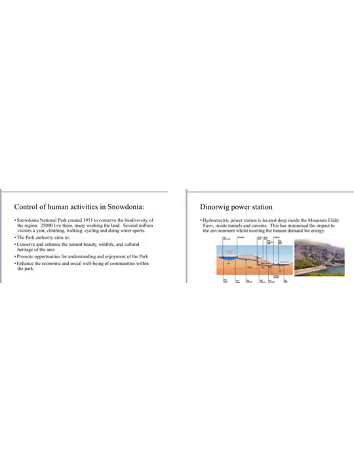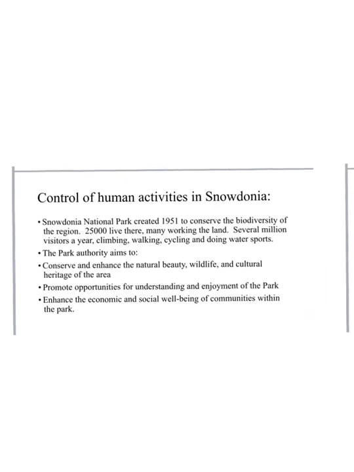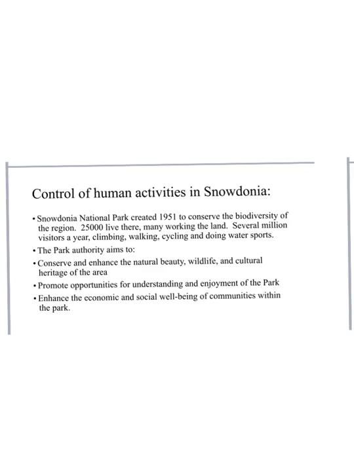So the important bit: how this sensitive ecosystem is being managed. Snowdonia National Park was created in 1951 to conserve the biodiversity of the region. 25,000 people live here and work the land. There are several million visitors a year, climbing, walking, cycling and doing water sports. The Park Authority aims to conserve and enhance the natural beauty, wildlife and cultural heritage of the area, promote opportunities for understanding and enjoyment of the park, and enhance the economic and social well-being of communities within the park.